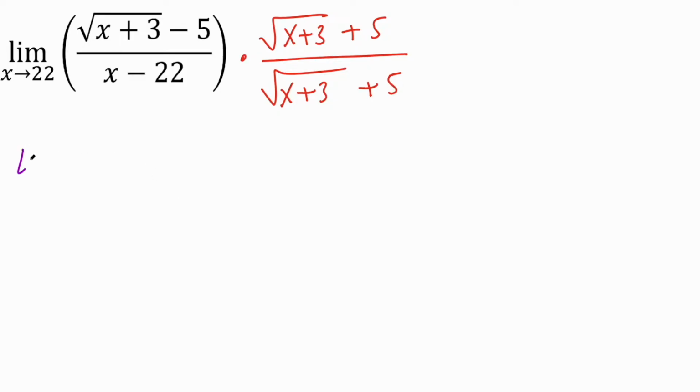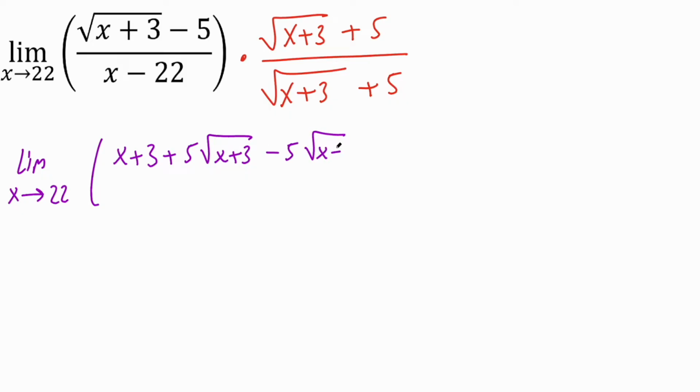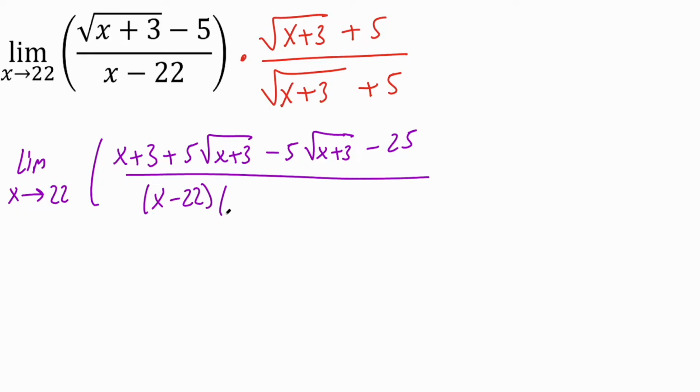Next we will expand. So we have the limit as x approaches 22. This piece times this piece gets rid of the square root, so we get x plus 3. Then we have this piece times 5, so you could say 5 times the square root of x plus 3. Then we have negative 5 times this piece, so we have negative 5 times the square root of x plus 3. Then we have negative 5 times 5, so we get negative 25, divided by the denominator, which we have x minus 22 times the square root of x plus 3, outside there's a plus 5, close parentheses.